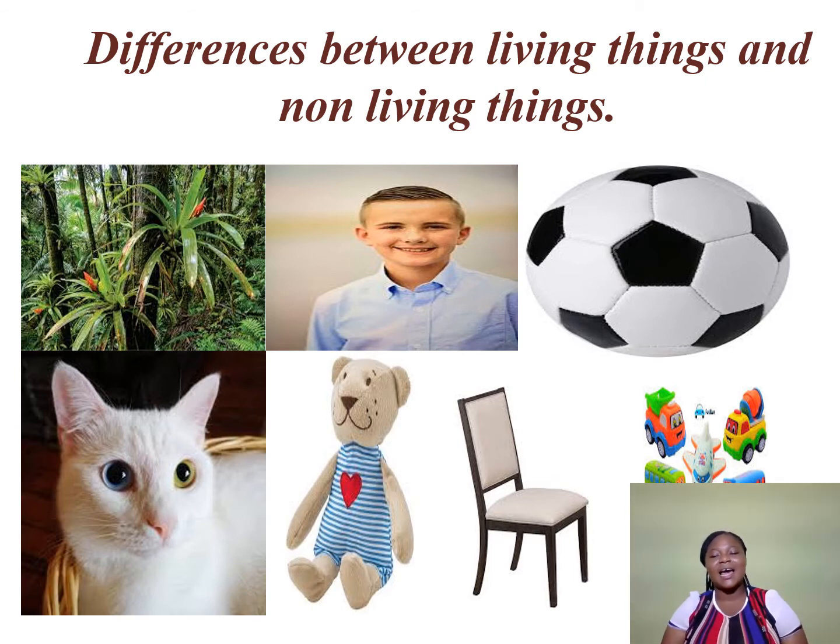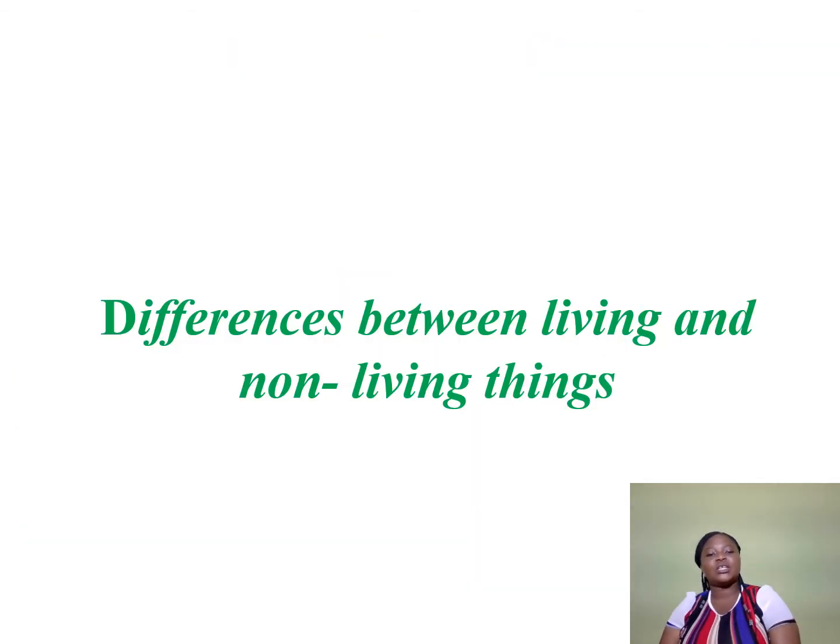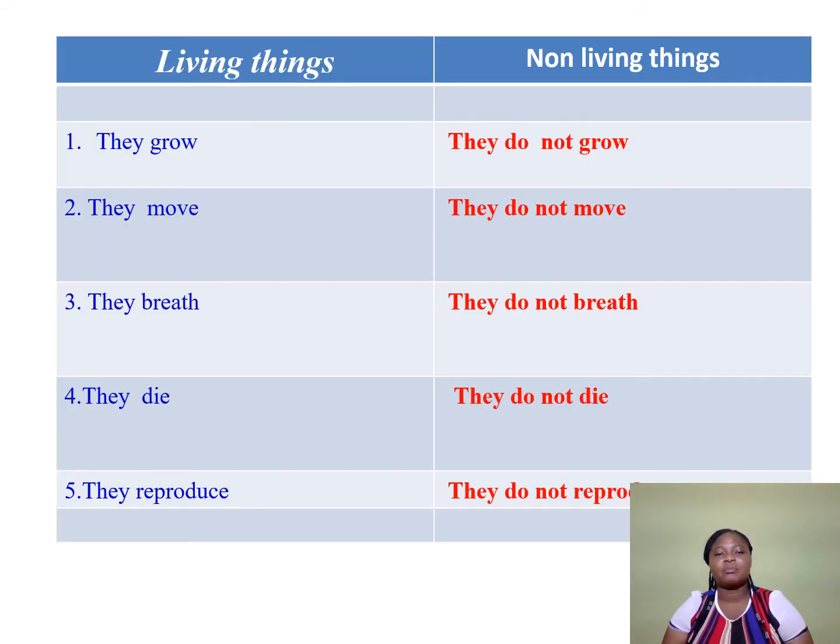Let's go to our next slide and see what we have there. So we are going to the differences between living things and non-living things. That was what we just spoke about. So let's see them here. Good. So living things and non-living things in table form. We saw the images already. So we said these are the differences. 1, living things grow. Non-living things do not grow. So this is the only thing that makes the difference between living things and non-living things.